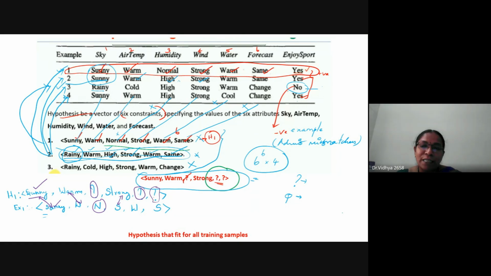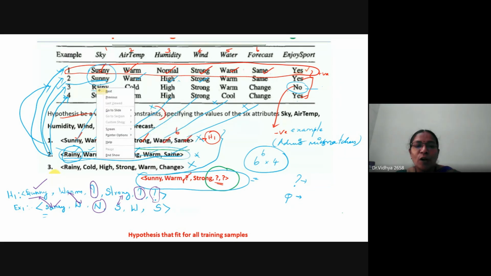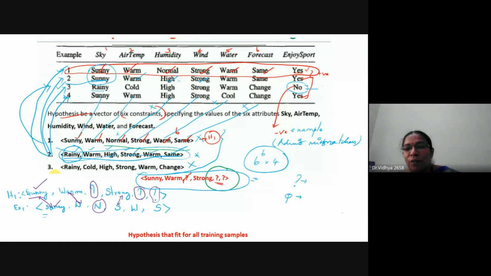Okay, so let us check with the negative result. Let us check with the third example, which has the negative result. Here it is sunny and here it is rainy. Obviously it is an opposite value, which indicates that there is no match, so obviously it is a negative result. In the example also it is a negative result.